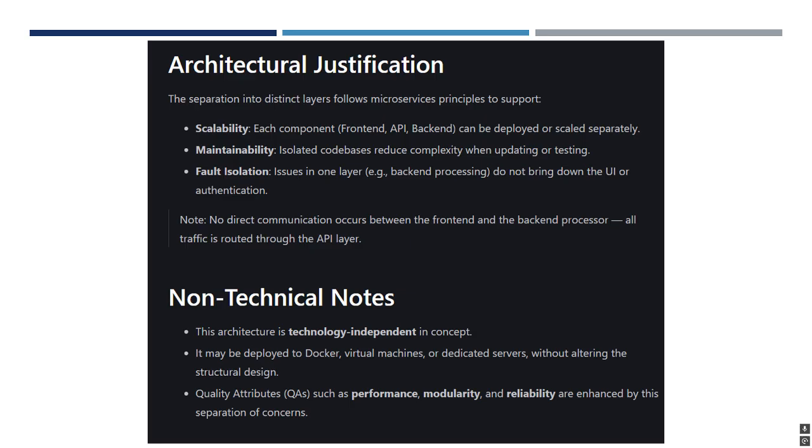Architectural justification. We have scalability, maintainability, and fault isolation. Fault isolation is used to ensure that a backend failure does not bring down the front end, so it still keeps on working even though there's a mistake. Then the non-technical notes: the architecture is technology independent in concept. Quality attributes such as performance, modularity, and reliability are enhanced by the separation of concerns.